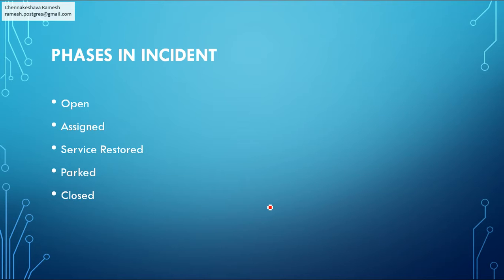So what are the different phases? Say somebody has created an incident. So what are the different phases in your incident? When somebody creates an incident, it is in the open phase. Then an appropriate priority is set.